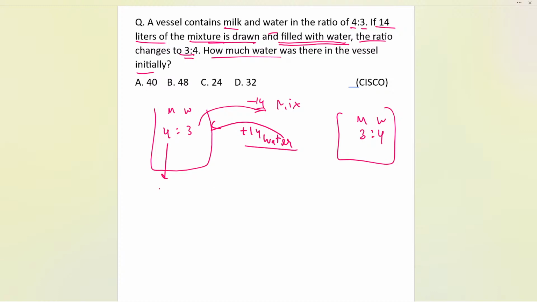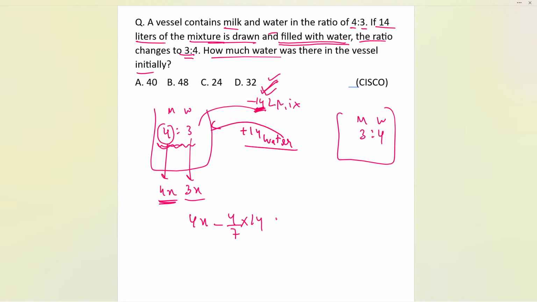Can I take 4x and 3x, where x is a common factor, as the milk and water? If the milk is 4x, from that we have taken out something: 14 liters of the overall mixture. So I subtract the amount of milk taken out: 4 parts out of the total 7, multiplied by 14.